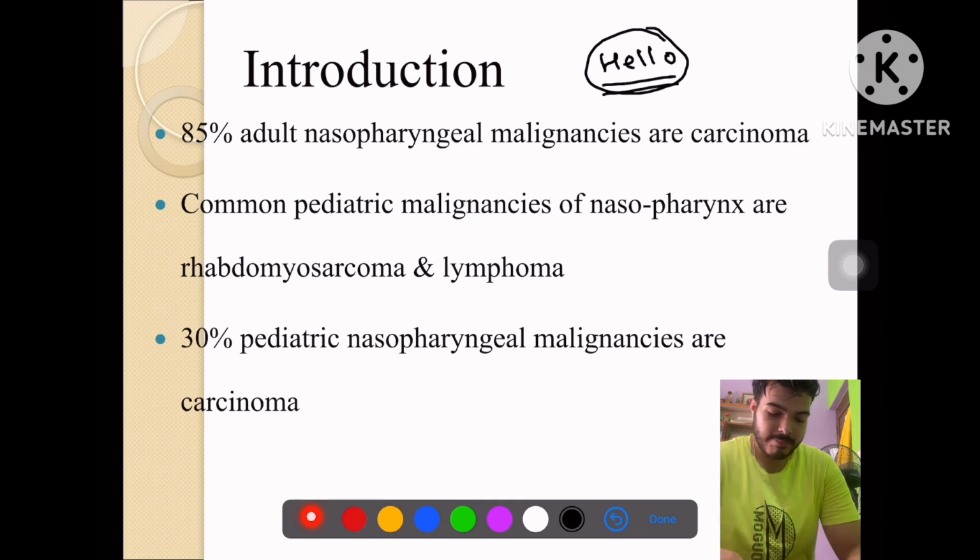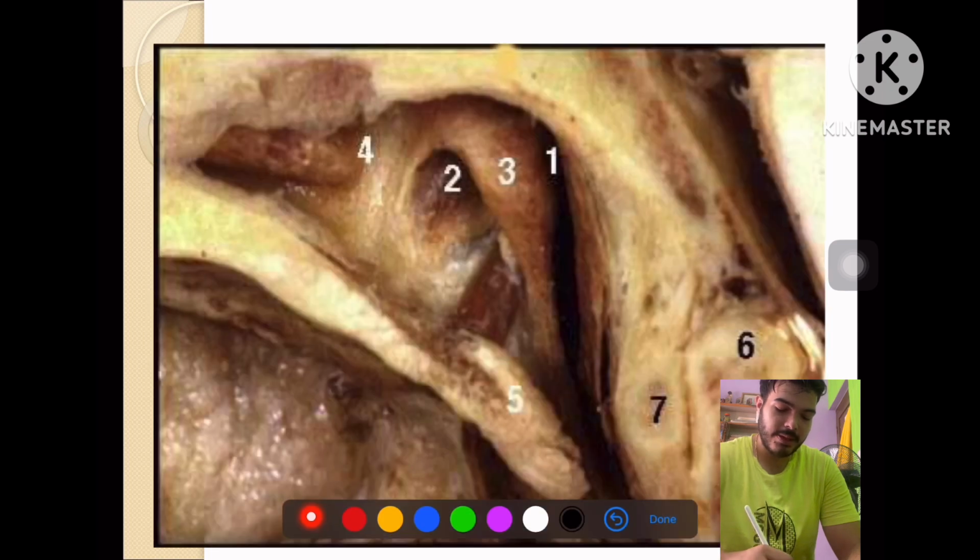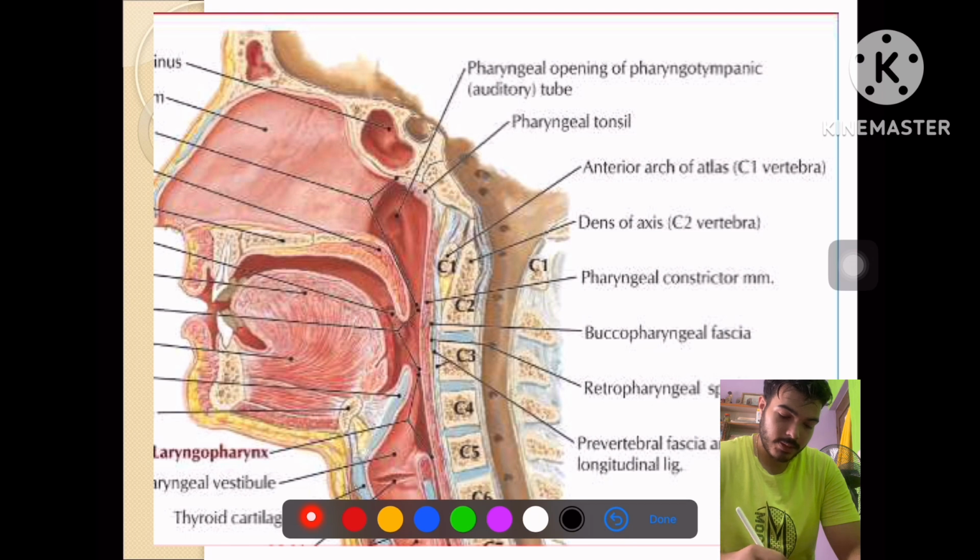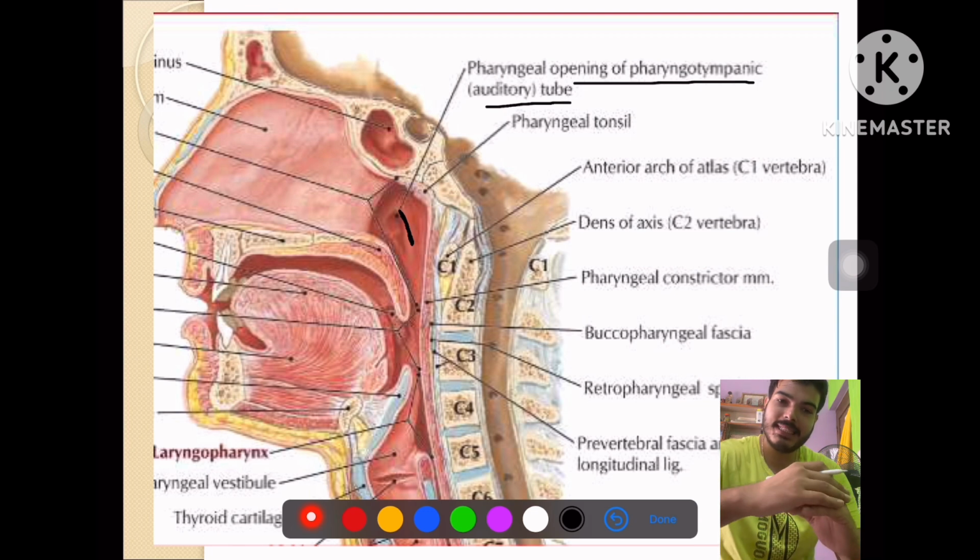You can see I am quoting in this diagram that there is the eustachian tube. This is the opening of the pharyngotympanic tube, that is the eustachian tube. Above the eustachian tube, you have this elevation which I am marking with black. That elevation is known as torus tubarius. Just behind that elevation, you have the fossa of Rosenmuller.